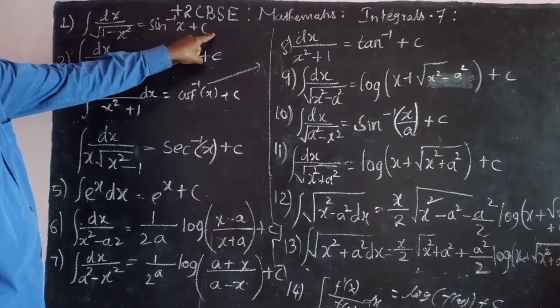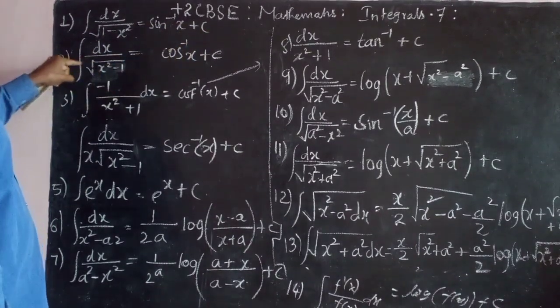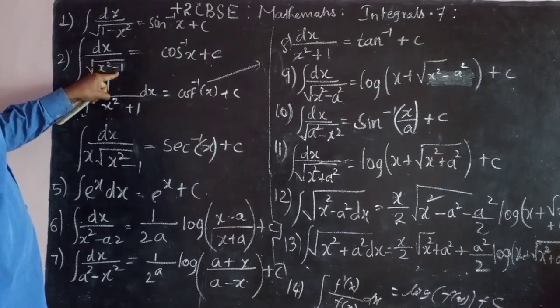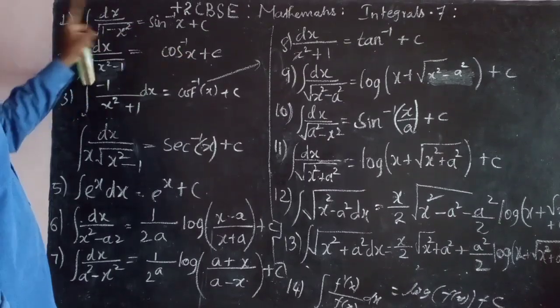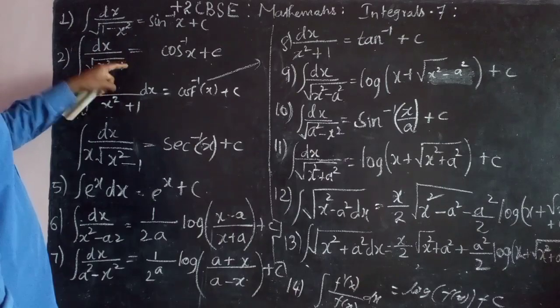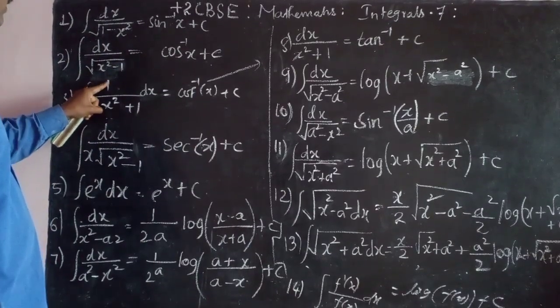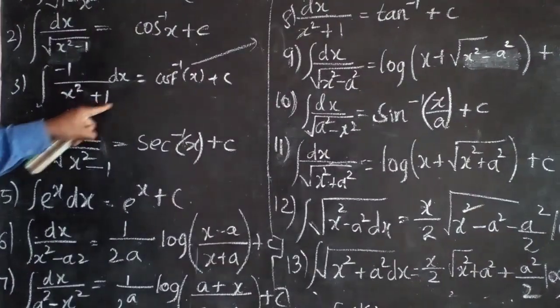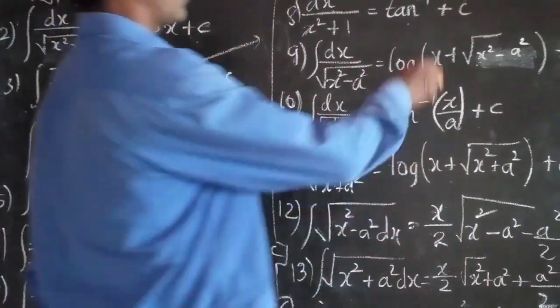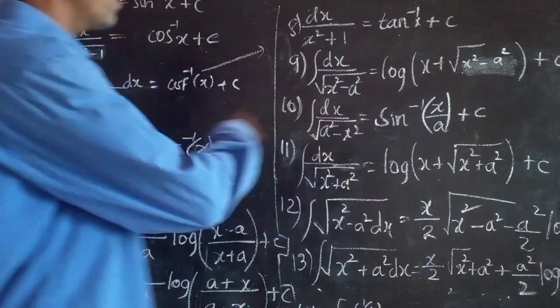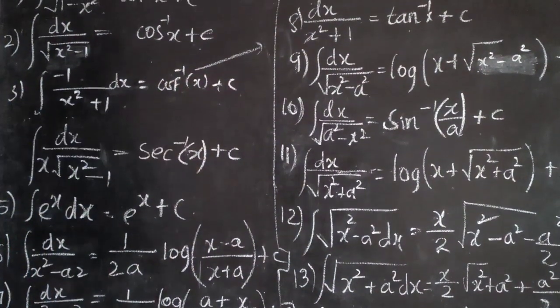Then integral of dx divided by root of x squared minus 1 is equal to cos inverse of x. That just மாறி வரும். So 1 minus x squared வர x squared minus 1 னா cos வரும். Integral of 1 by x squared plus 1 னா tan inverse of x plus constant. So minus வந்துச்சுனா cot inverse of x plus constant.